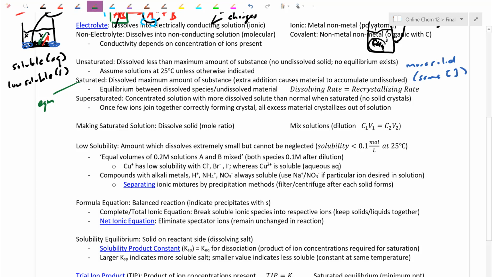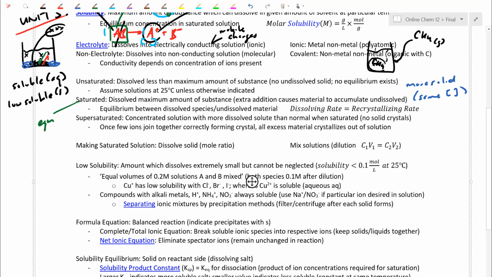What are the rates that are equal to each other here? Let's say the forward rate is the dissolving, so let's take the salt here and break it up. When these ions' trial value is big enough, they can start colliding with good energy, good geometry, and recrystallizing to form AB, and that's called the recrystallizing rate. Forward rate equals reverse rate.